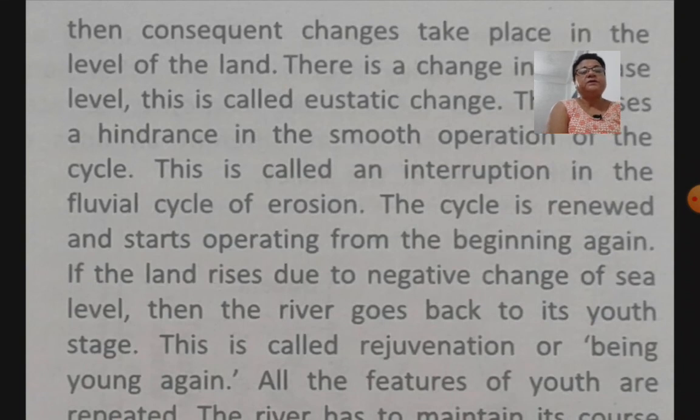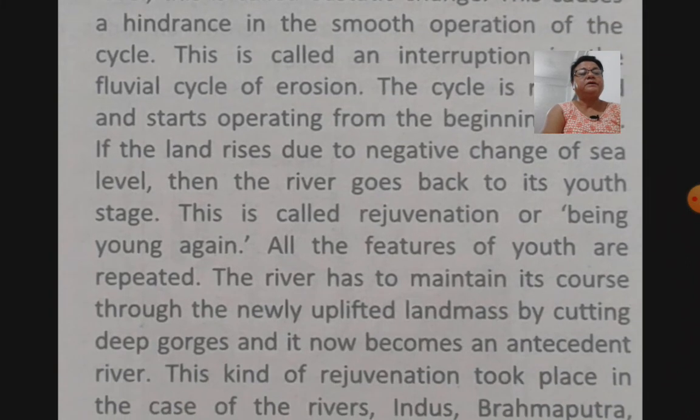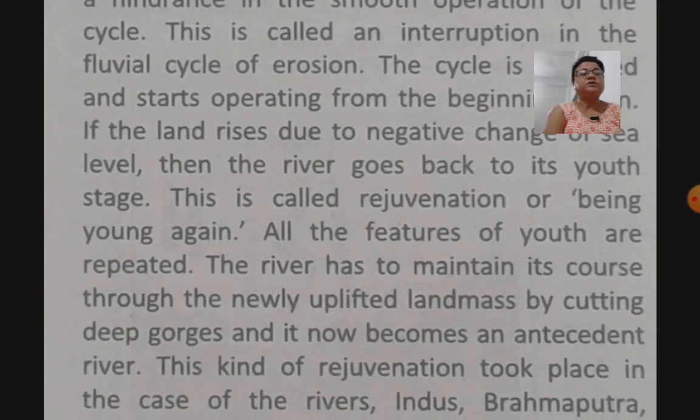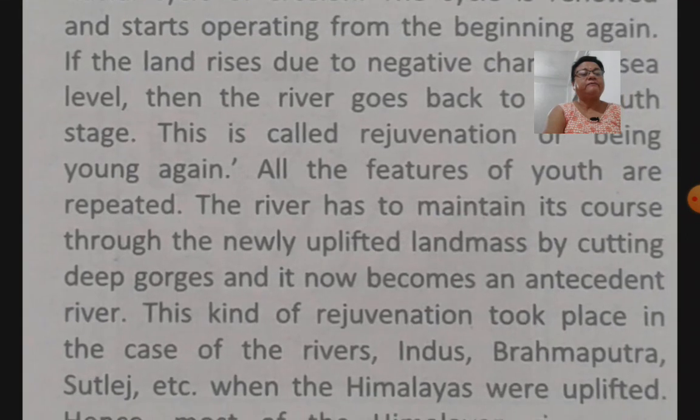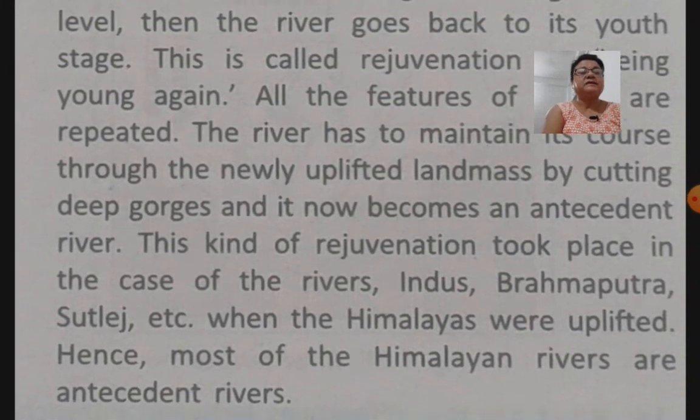All these features of the young stage are repeated. The river has to maintain its course through the newly uplifted land masses by cutting deep gorges, and it has now become an antecedent river. This kind of rejuvenation took place in the case of rivers Indus, Brahmaputra, Satluj, etc. when the Himalayas were uplifted. Hence, most of the Himalayan rivers are antecedent rivers.